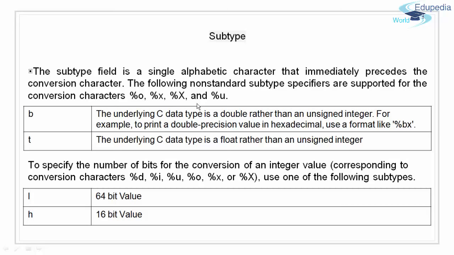To specify the number of bits for the conversion of an integer value corresponding to conversion characters like decimal, integer, octal, and hexadecimal, we have one of the subtypes as shown in table 2 at the bottom. We have l that says to use a 64-bit value for conversion, and we have h that says to use a 16-bit value for conversion.